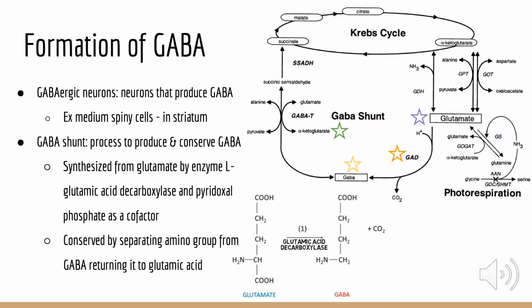To conserve the GABA, alpha-ketoglutarate accepts an amino group from the GABA, which can be seen by the green star.